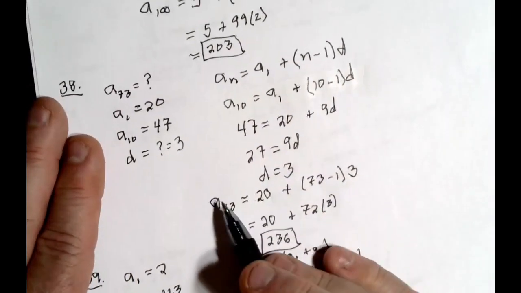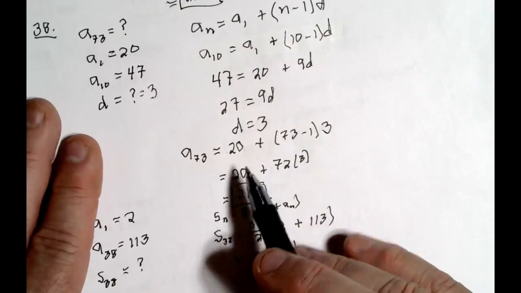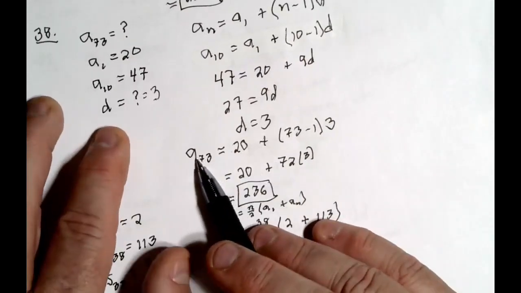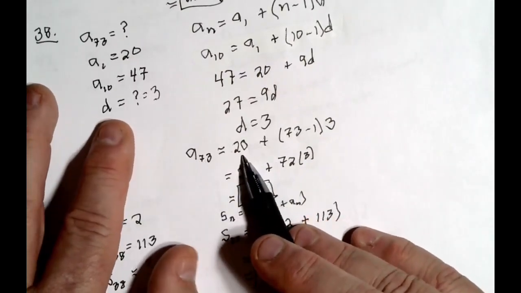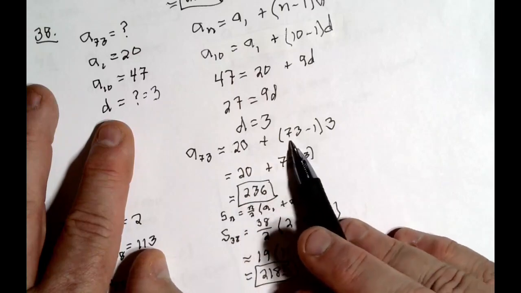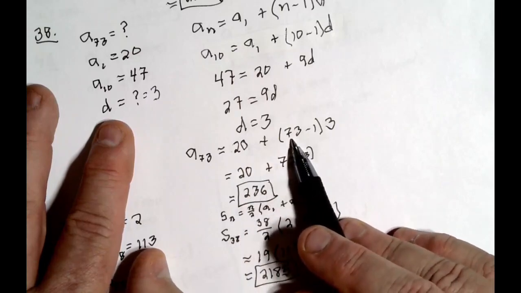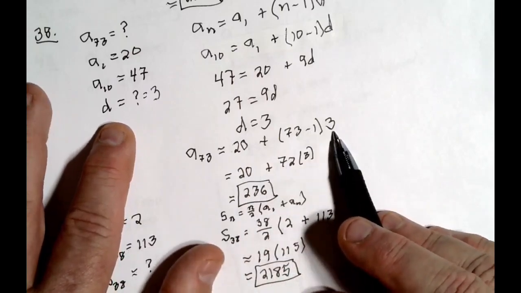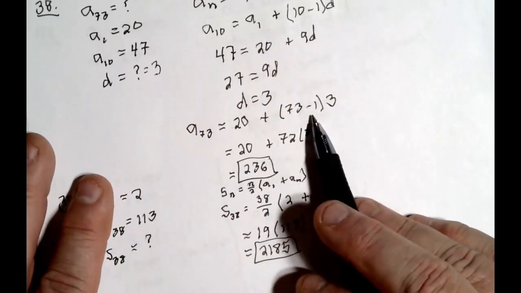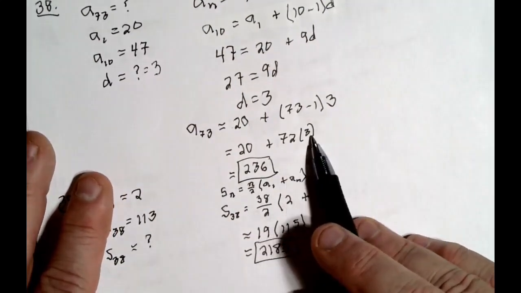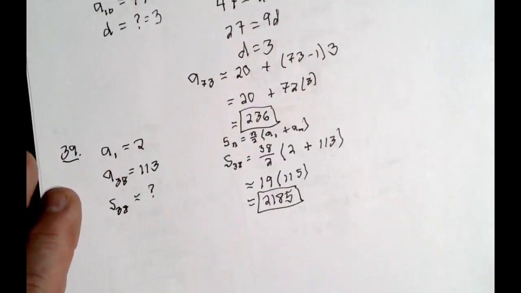Okay, so now we should be able to figure out the 73rd term. So a sub 73 equals a sub 1, 20, plus n, which is 73, minus 1, times d, which is 3. 73 minus 1 is 72, times 3, and add 20, and you get 236.